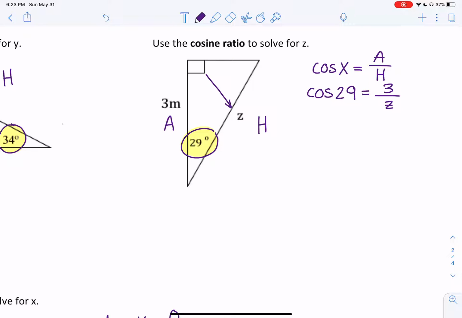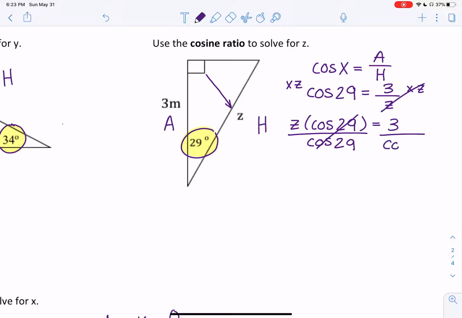So this one is a little trickier because of the z being in the denominator. So let's start by getting rid of z in that denominator. In order to do that, I'm going to multiply that side by z, and I'm going to multiply this side by z. So now I have z cosine of 29 equals 3. Now I still want to get z all by itself, so I'm just going to divide this side by cosine of 29 and this side by cosine of 29. So I'm left with z equals 3 divided by the cosine of 29.